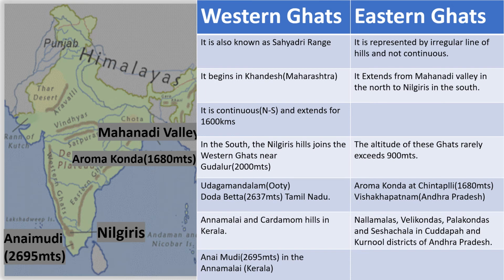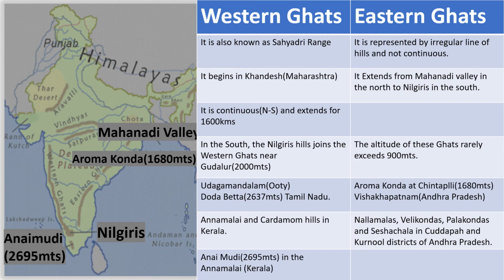Now let us see the Eastern Ghats. The Eastern Ghats are small compared to the Western Ghats, and they extend from the Mahanadi Valley in the north to the Nilgiris in the south. These are an irregular line of hills which are not continuous, and the average altitude of these ghats rarely exceeds 900 meters.